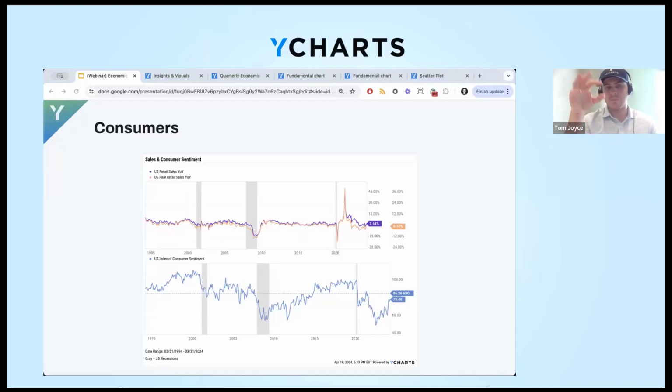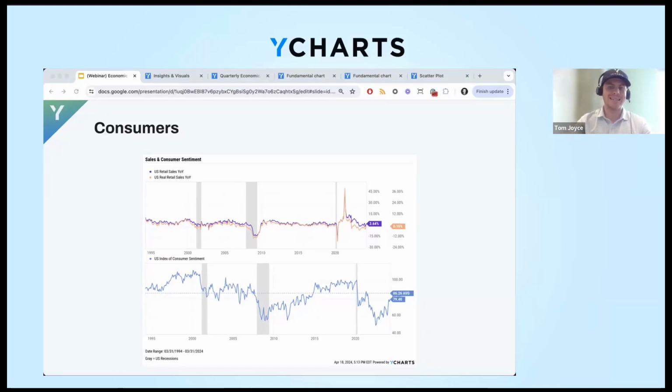Now, looking at the bottom of the chart is the US Index of Consumer Sentiment. This is looking at a 30-year time frame. That 30-year average is above 86. We haven't been there since, looks like, 2021. So we're currently below the average at 79 and change. We are on an upward trend, which is good to see.